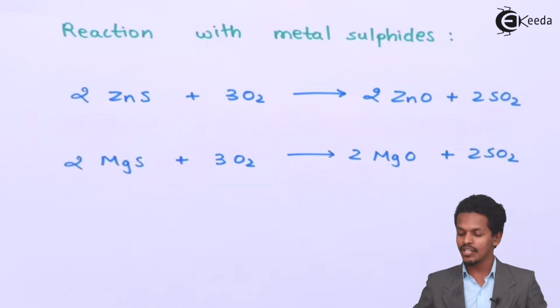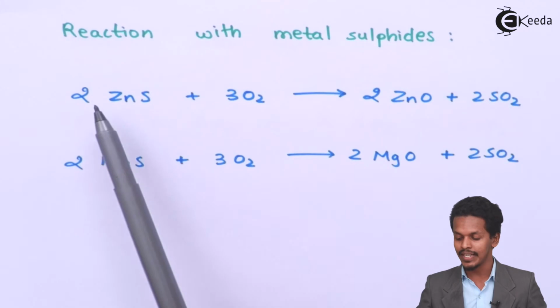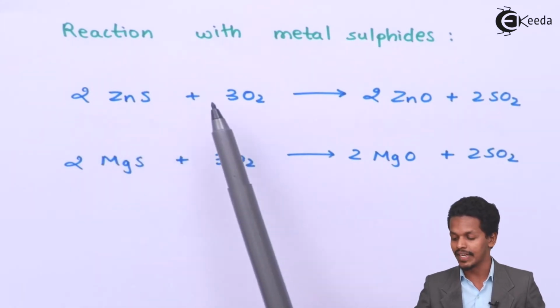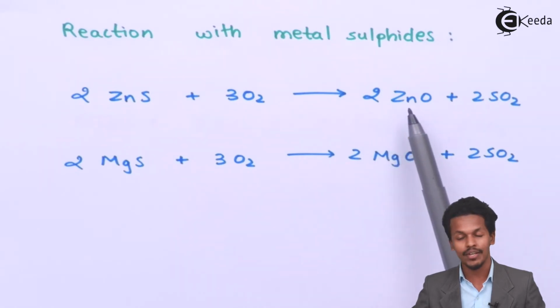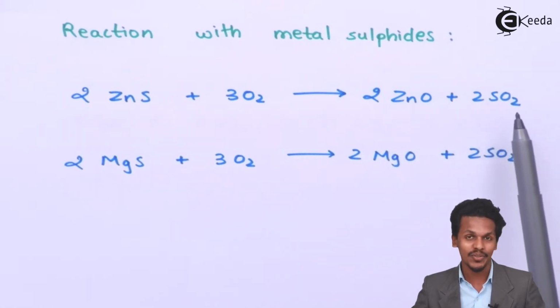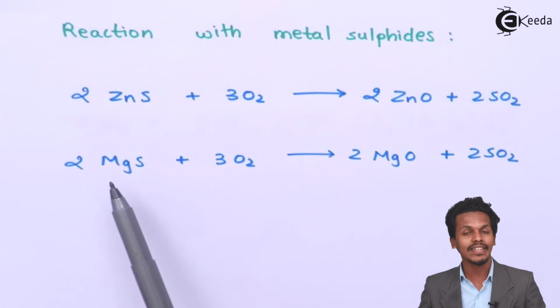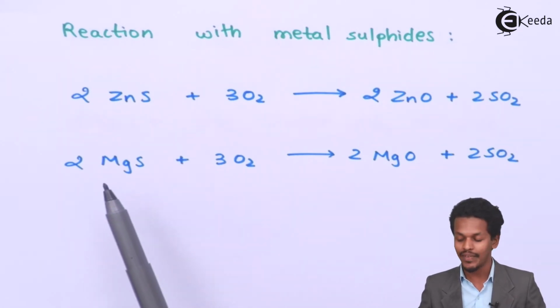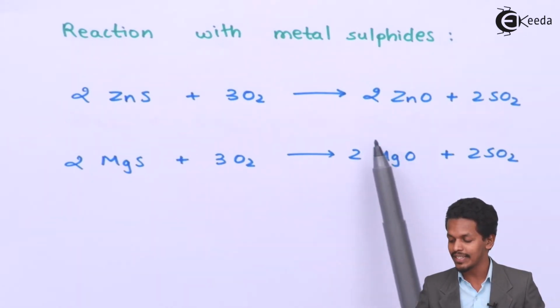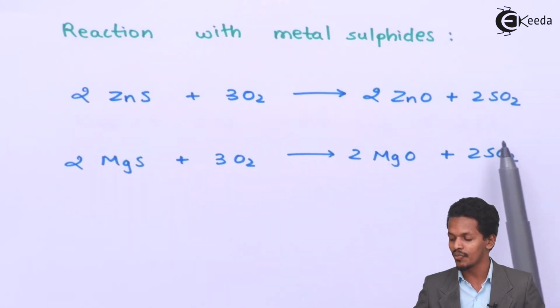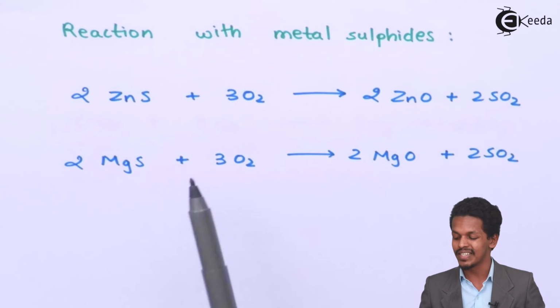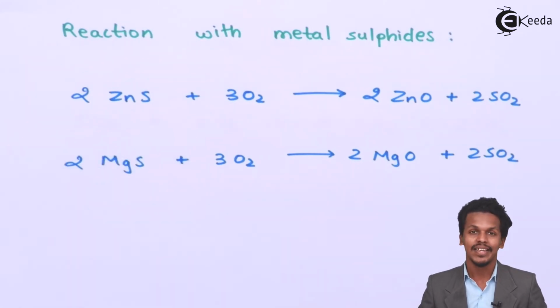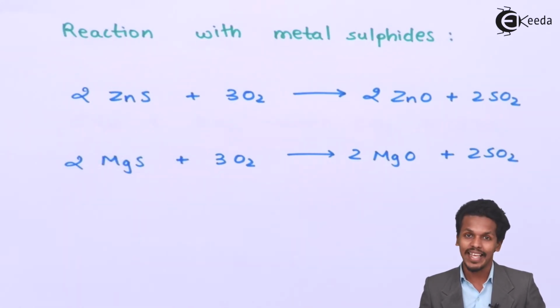The next is the reaction of oxygen with metal sulfides. In this case we have certain examples. Whenever zinc sulfide is reacted with 3 moles of O2, the products we get are 2 moles of ZnO along with 2 moles of SO2. Whenever magnesium sulfide, MgS, is reacted, the products we get are 2 moles of MgO along with 2 moles of SO2. So these are the products we get whenever oxygen is treated with metal sulfides. So that's it, and now let's move to the next reaction.